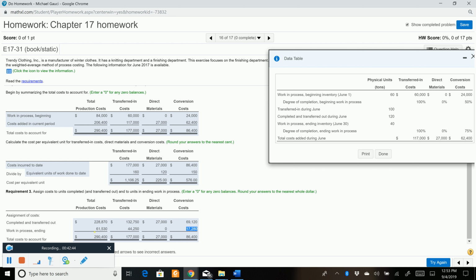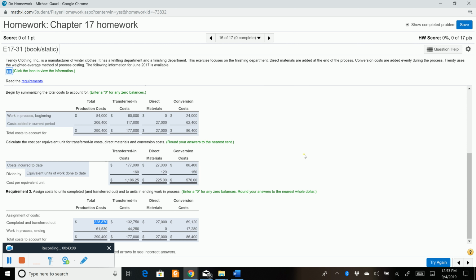Basically, what we've done is we've determined out of the $290,400 in cost to account for, we figured out that $228,870 of it is going to move on to finished goods. So we need to record a journal entry to move that on to finished goods. The remaining amount, $61,530, stays in the ending WIP. So this is a great homework question. It goes through basically everything from top to bottom, soup to nuts, for the weighted average method.